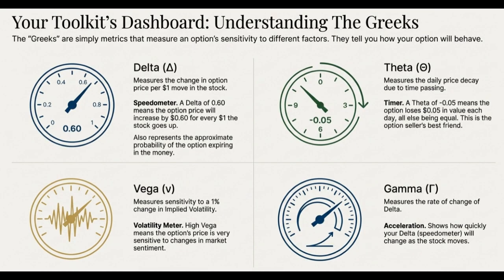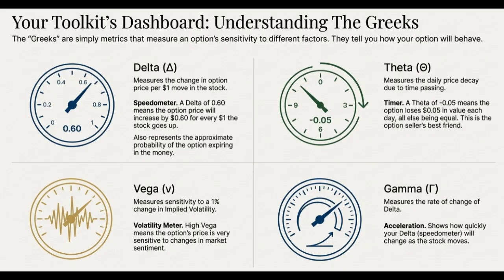And finally, some key metrics to watch. The Greeks are simple metrics that measure an option's sensitivity to different factors. Think of them as an option dashboard. Delta is the speedometer. It measures how much the option price changes for every dollar movement. A delta of 0.6 means your option goes up by 60 cents when the stock goes up by $1. Theta is your timer.